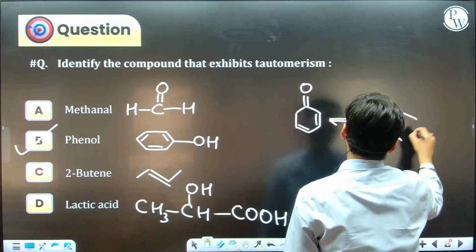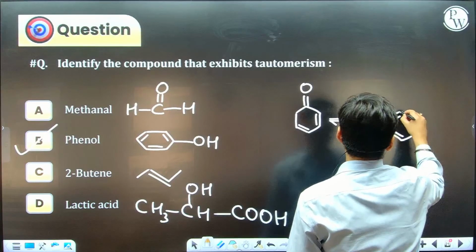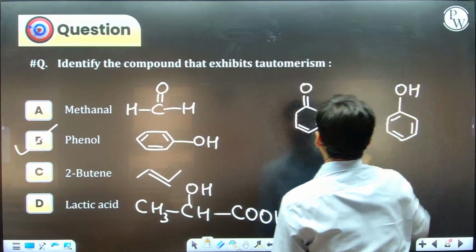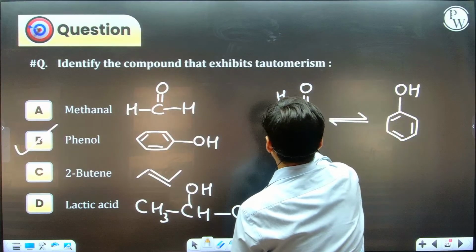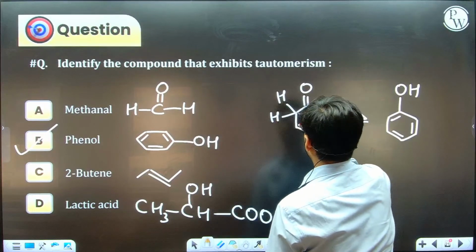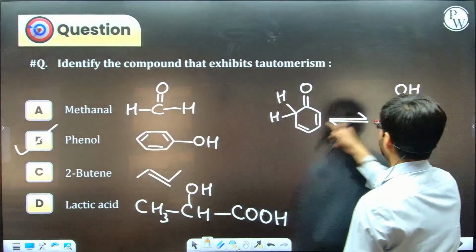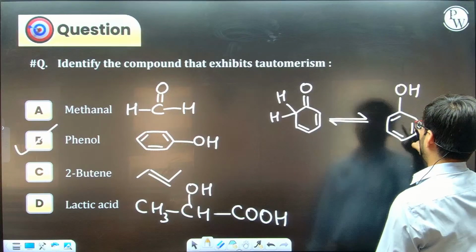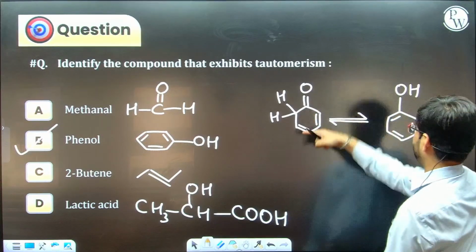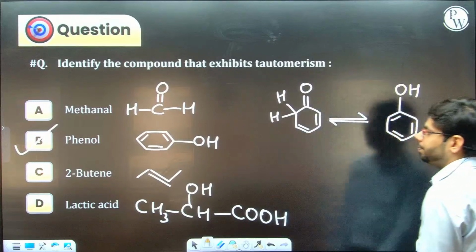So in this way phenol will be formed. So this is sp3. It has two enolizable hydrogen atoms. This is an sp3 carbon. So this is the keto form. This is the enol form. This is how we can say that these two are tautomers of each other. So this can undergo enolization, and this is the keto form of this. So we can say that tautomerism is possible because these two are the tautomers of each other.